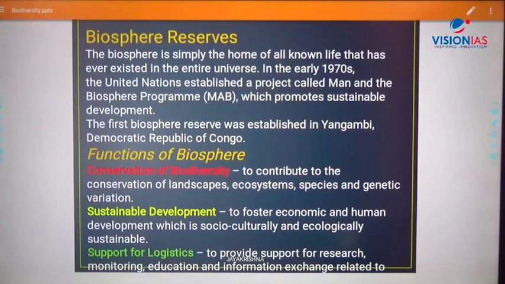Then economic functions, the third heading. It promotes the economic and human development, which is ecologically and socio-culturally sustainable.